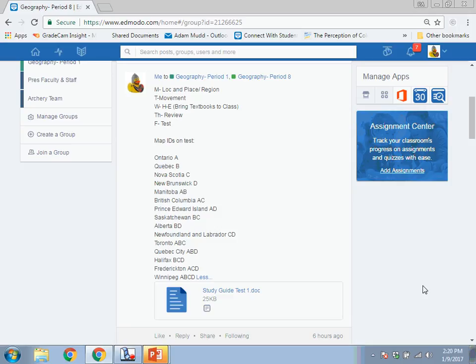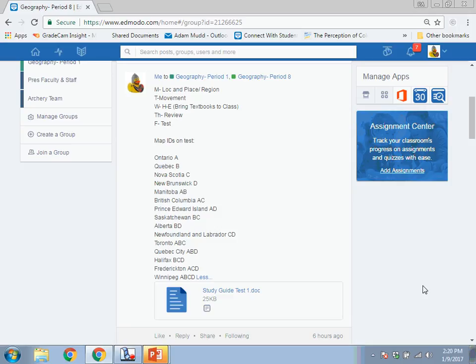16 through 30 is multiple choice. Now, I have actually attached a study guide right here. And if you open that up, you'll see a thing that says things to know. So, for instance, one of the things you need to know is about the effects of movement. Well, clearly we haven't discussed that yet, but we're doing that tomorrow, right?